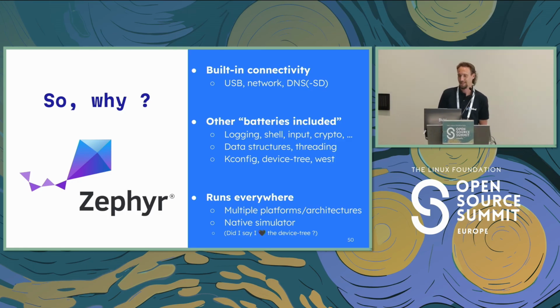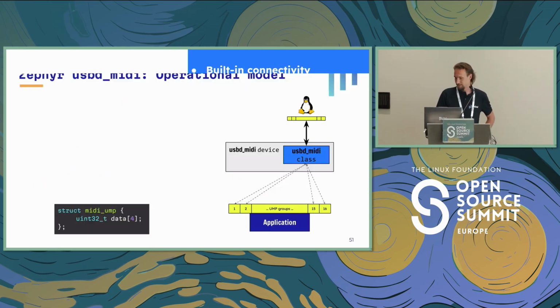We get all the niceties from Zephyr, like USB, network, possibly other network helpers. We also have all the things like the logging, the shell, input, crypto, whatever you want. And all the tooling like Kconfig, the device tree, West, whatever you like. On my side, I really love the device tree feature.